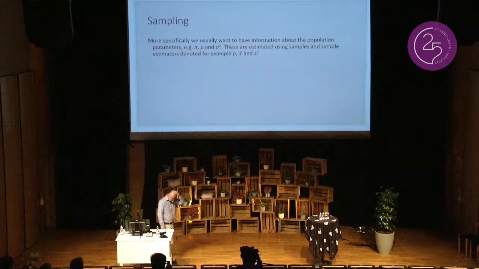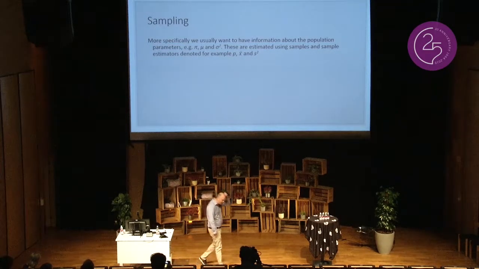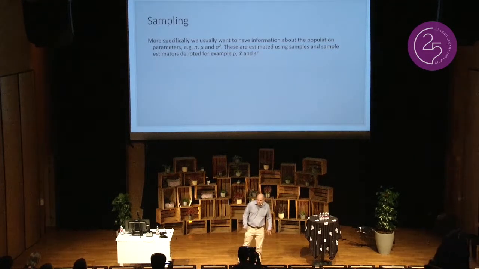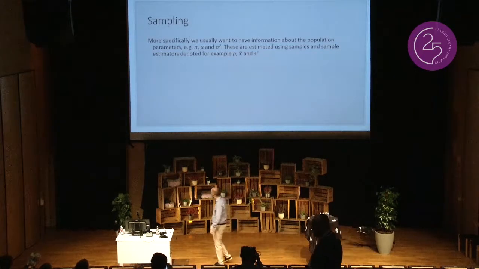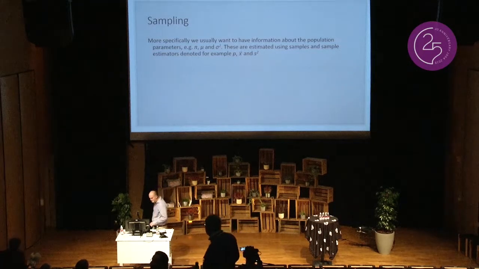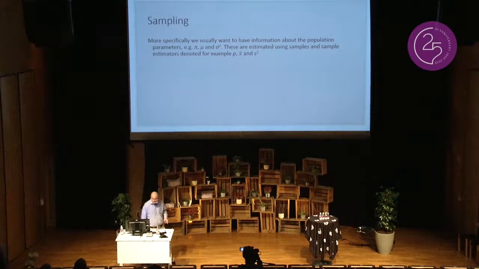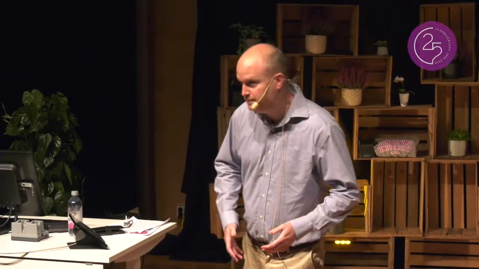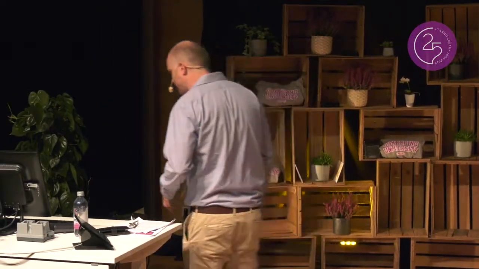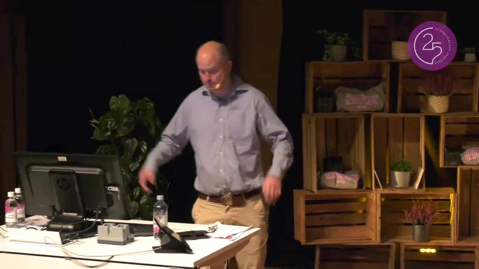And usually, we want to have some information about population parameters. And here are 3 Greek letters, pi, mu, and sigma square, where pi is a population proportion. So it could be the proportion of Swedish people that would vote for a certain party. We have mu, that could be the mean income of the population, of all Swedish people, and sigma square is a variation around the mean.